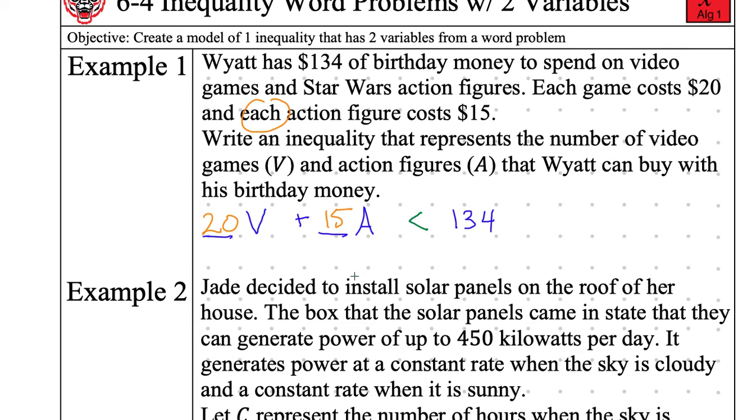Okay, so you are correct that it should be under $134. It can't be over $134. So then the next question I have for you is, why did you choose less than instead of less than or equal to?